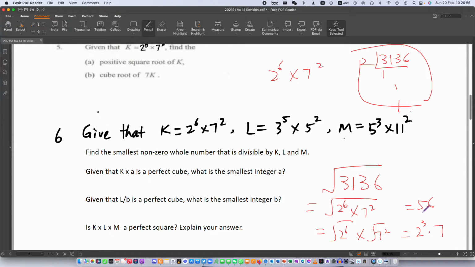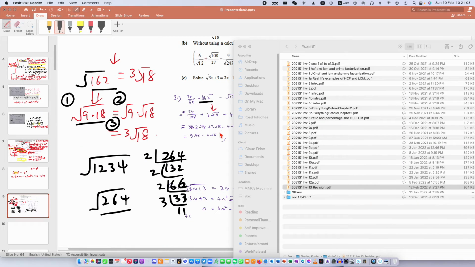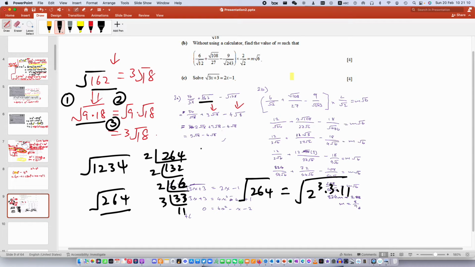So I'm showing you, you need to show steps. Next time when you do a question, don't skip any step. Show every step as if you are teaching someone. If they say without a calculator, then you have to do prime factorization to show this.